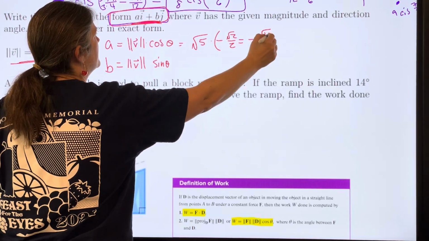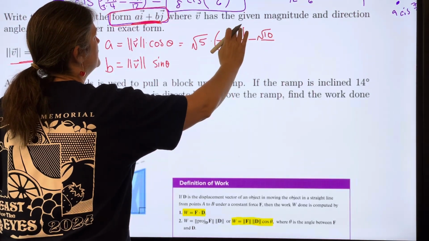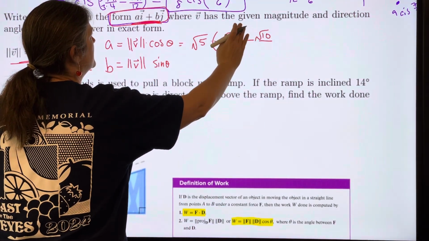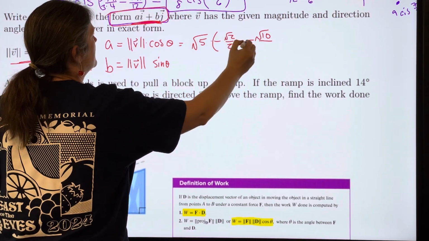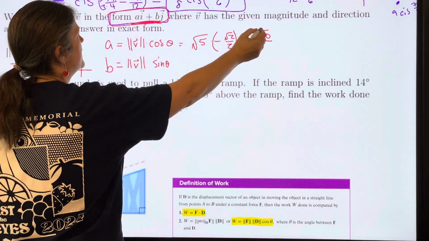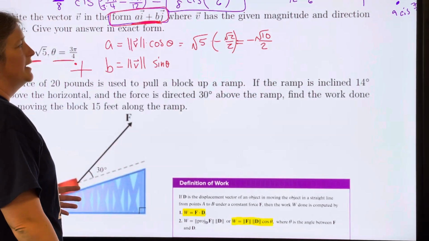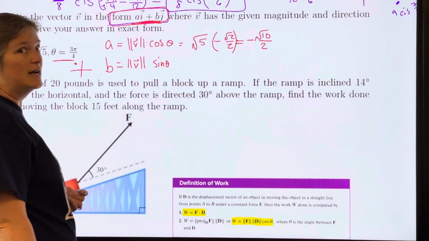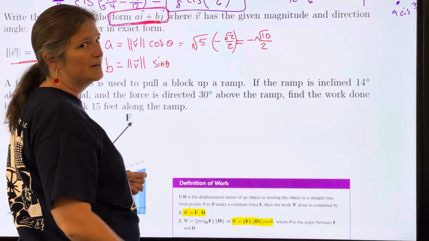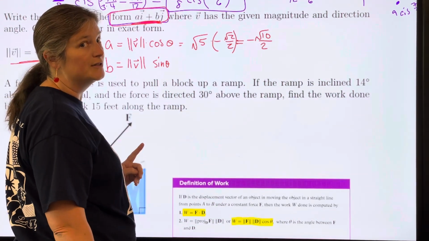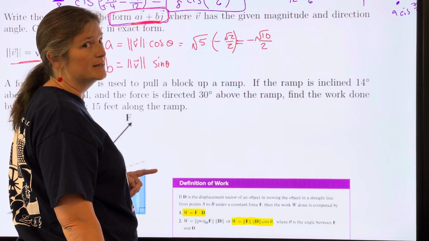Negative root 10 over, move that. No, that's all one thing. Negative root 10 over 2. I cannot simplify that because there is not a factor of 2 in the top. There's only a factor of root 2. Totally different number. Related, but not the same.